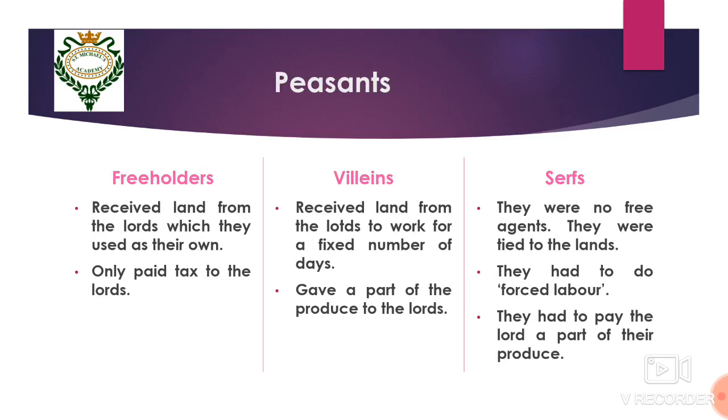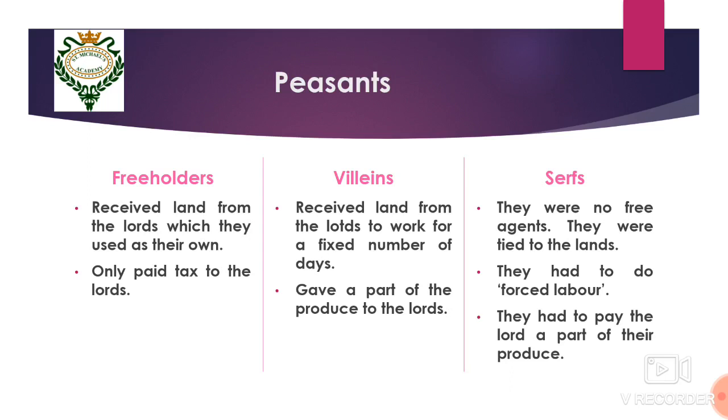So, to this third estate belonged peasants. Now, in the feudal age, the peasants formed the largest section of the population. They were again divided into three categories: freeholders, villeins, and serfs.